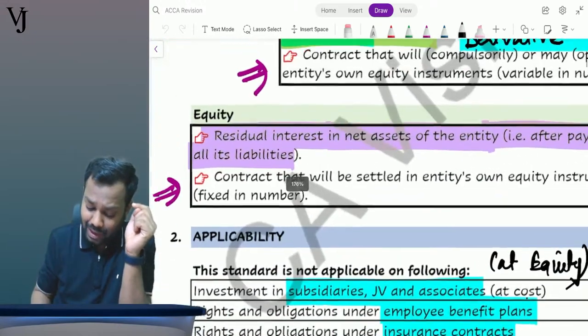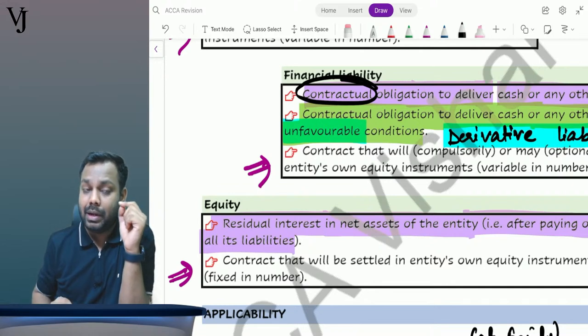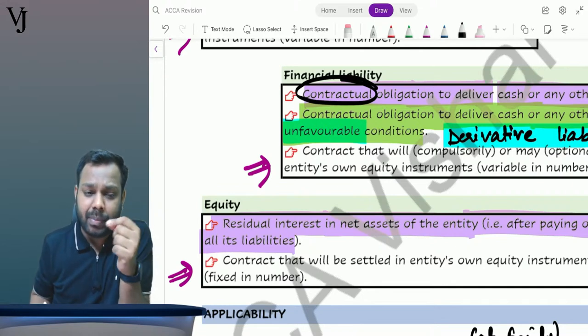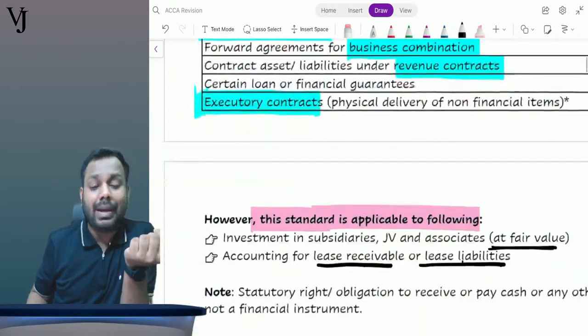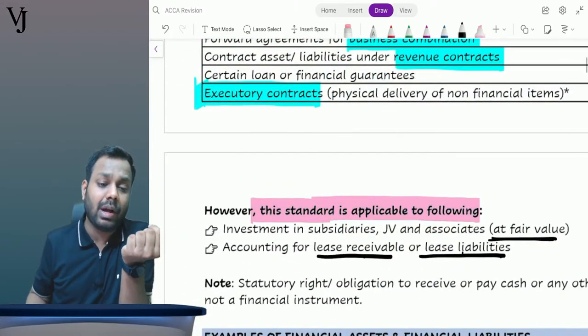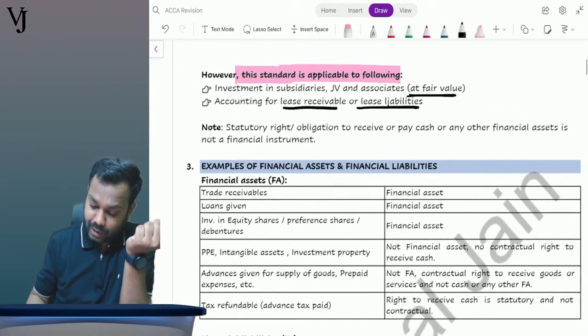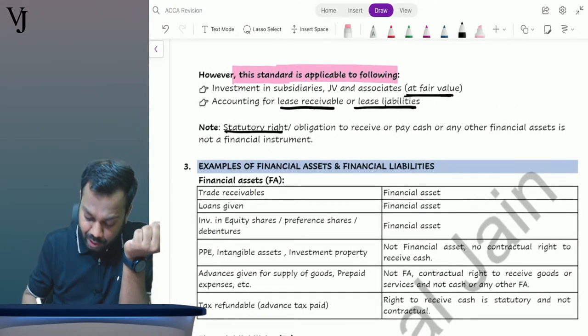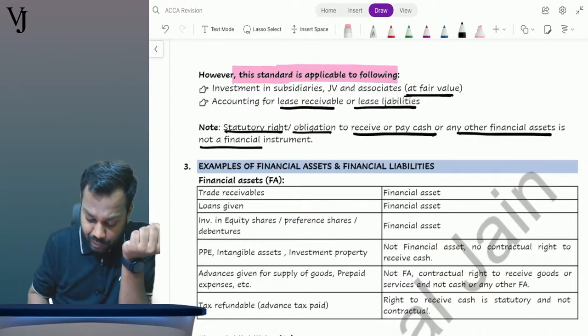Understand, we have clearly mentioned that it should be a contractual obligation, but the income tax payable or the provident fund payable or any other amount payable to the government is a statutory obligation and there is no contract with the government. A statutory right or obligation to receive or pay cash or any other financial asset is not a financial instrument.